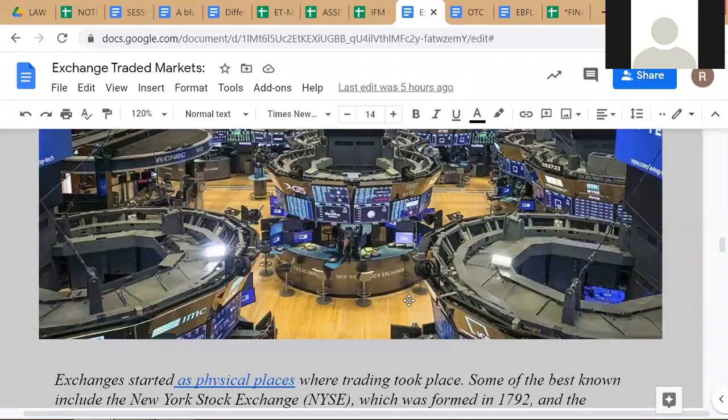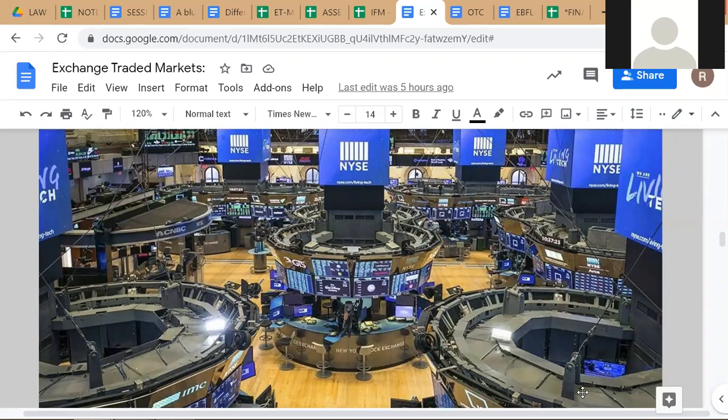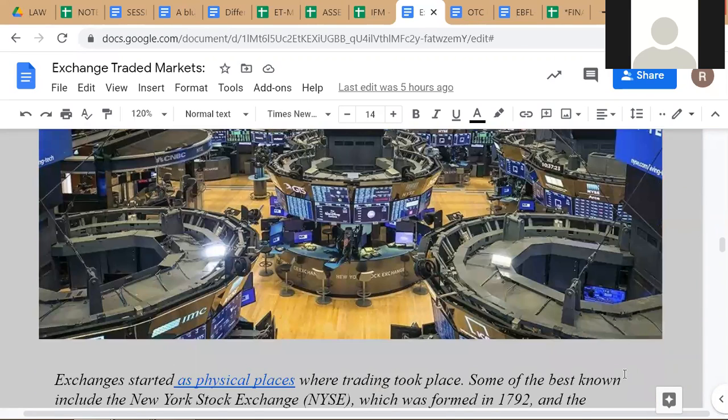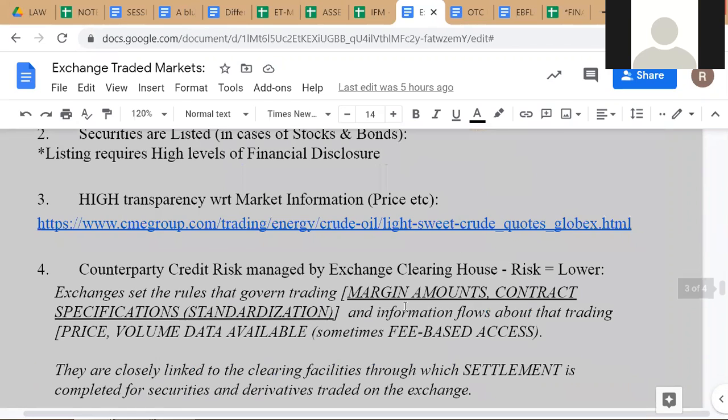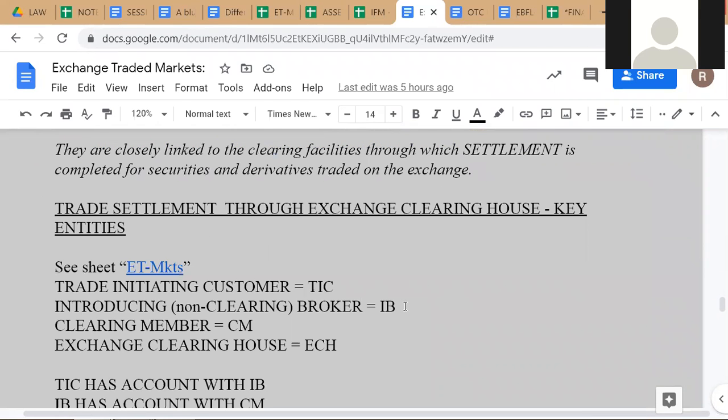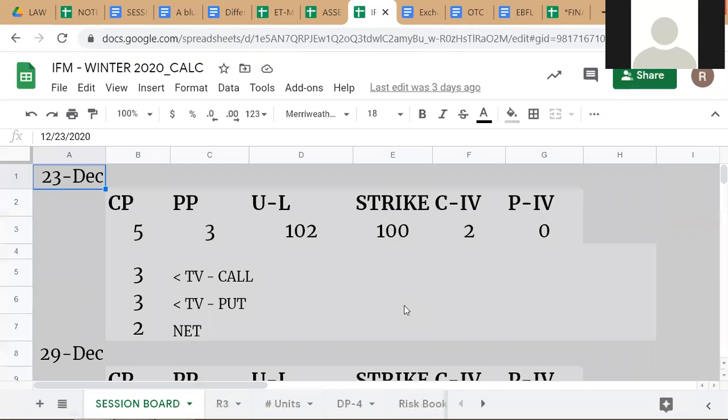The nice picture you can see of the NYSE floor, I guess when markets are not open, so people are not here. We'll explain all this, what happens here. But the point that we were covering in the previous session is, so here.